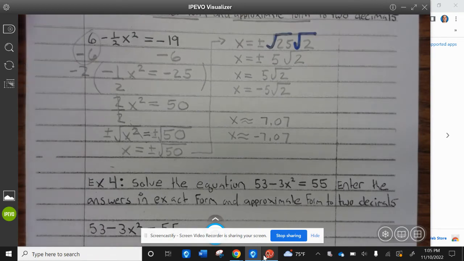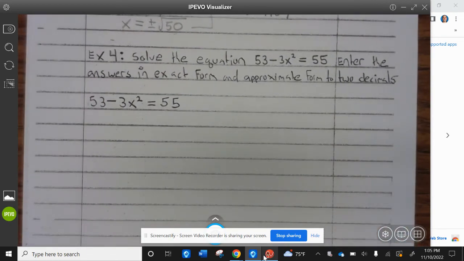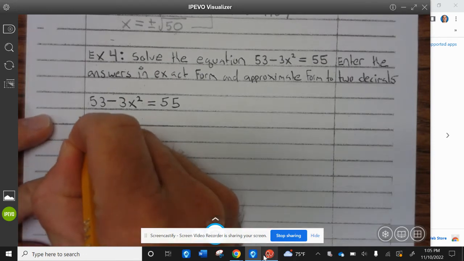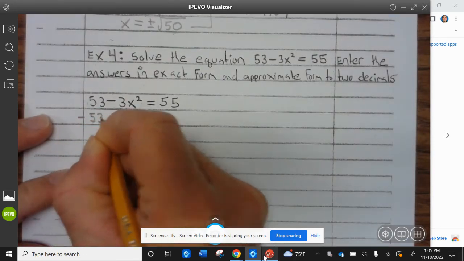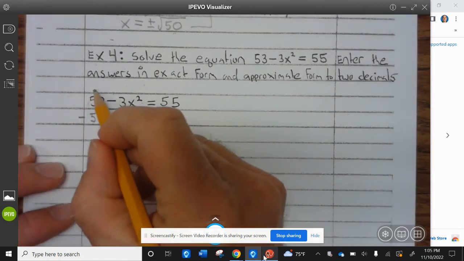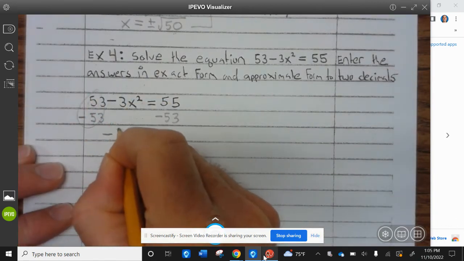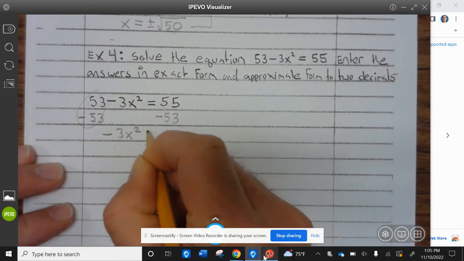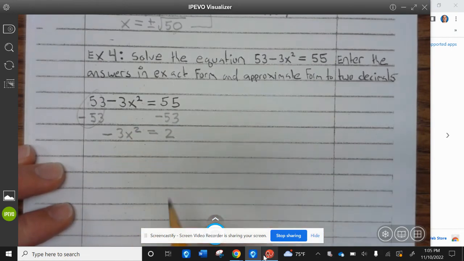All right, example 4. Solve the equation 53 minus 3x squared equals 55. Enter the answers in exact form and approximate form to 2 decimal places. So the first thing we're going to do is subtract 53 from both sides. And that becomes 0. You get negative 3x squared equals 2.